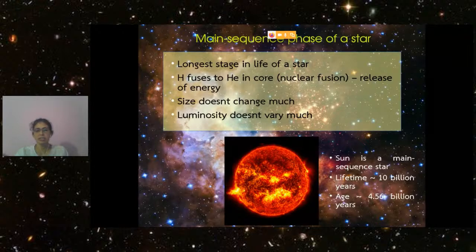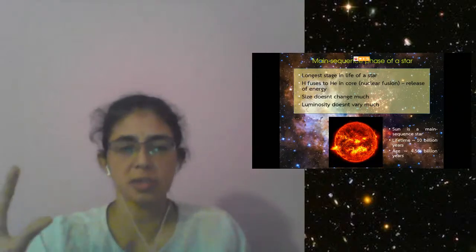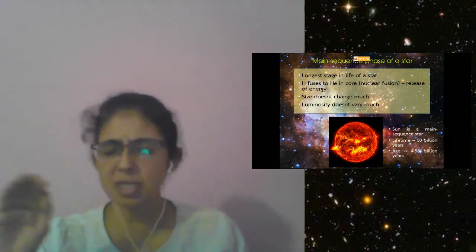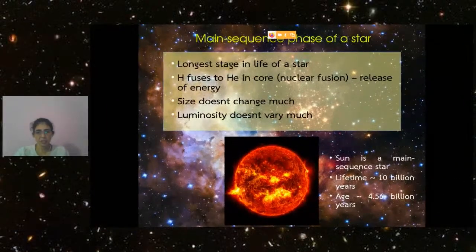During this stage, the size doesn't change much, neither does the luminosity change much during the main sequence phase. It changes by a small amount, but not too much. Now, the sun, for example, is a main sequence star.